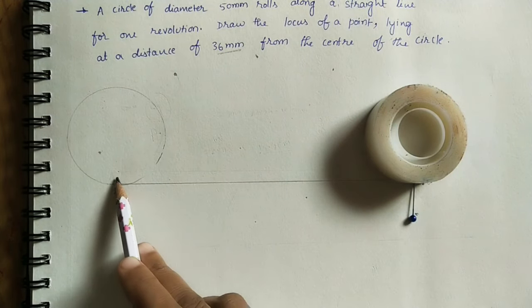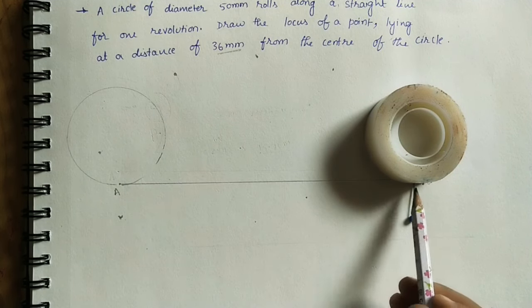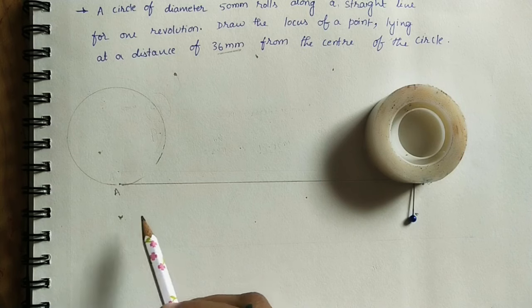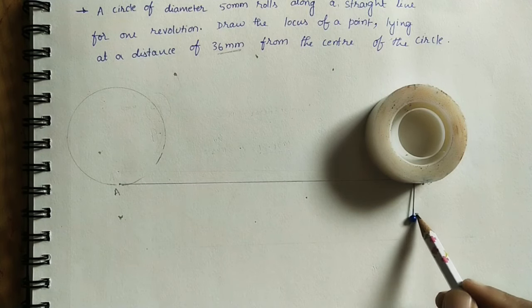The meaning is the circle is rolling on the horizontal surface for one revolution. So it is moving 2 pi r distance, as I already told. Here there is no need to calculate, we are just doing it roughly. So this is the last P point position.